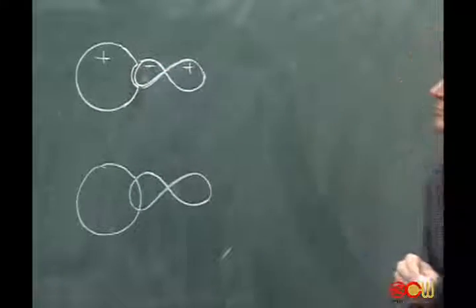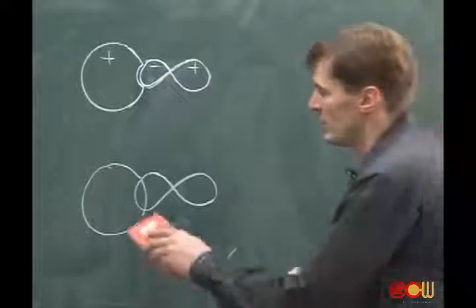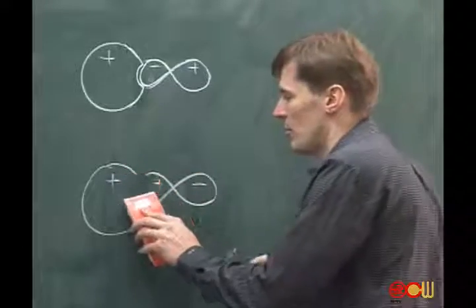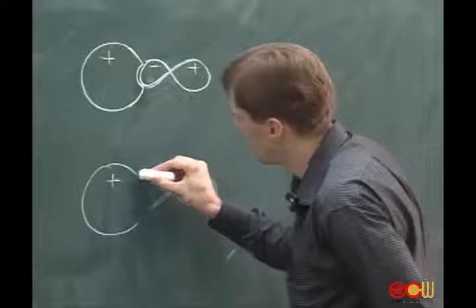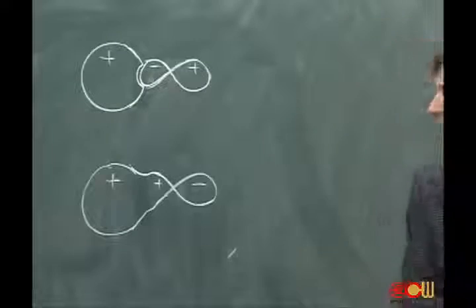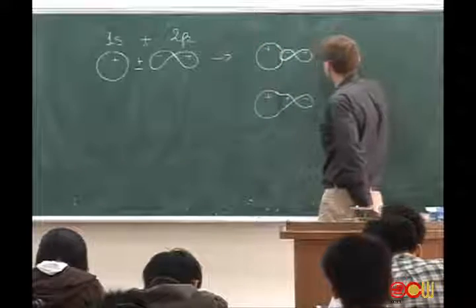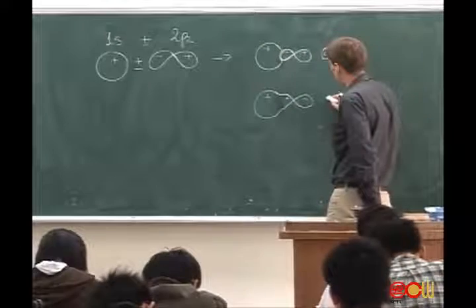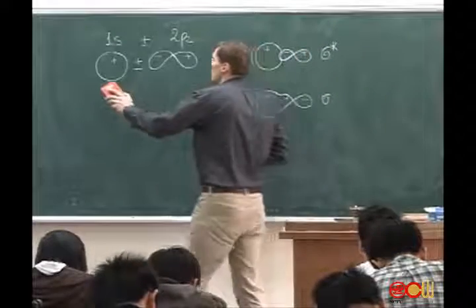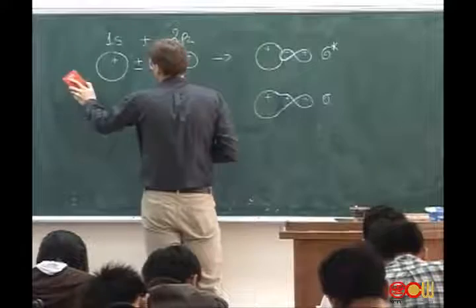Something like this. And in this case, the sign is plus, plus, minus, so after overlapping, you get one big orbital. More or less it looks like that. And of course, this is sigma antibonding, and this is sigma bonding. Let's go further.